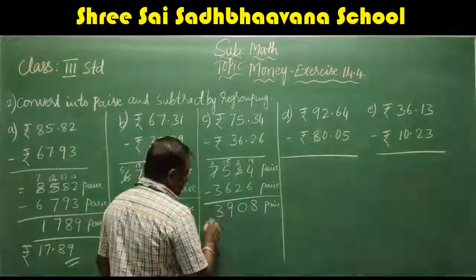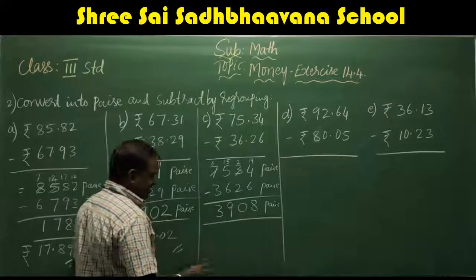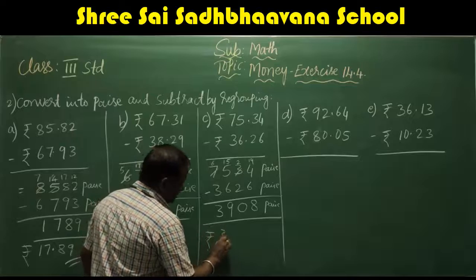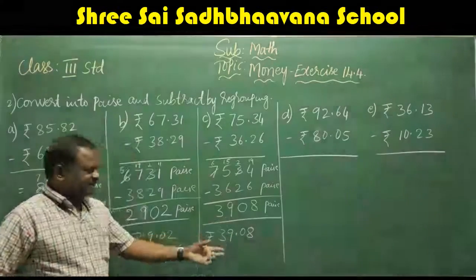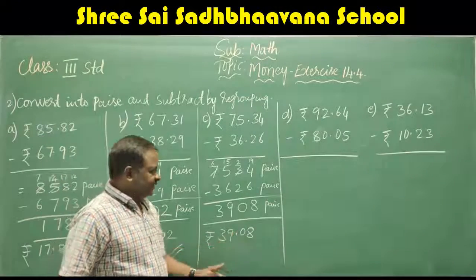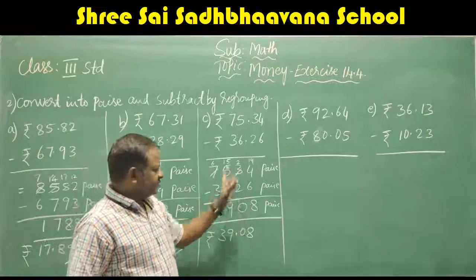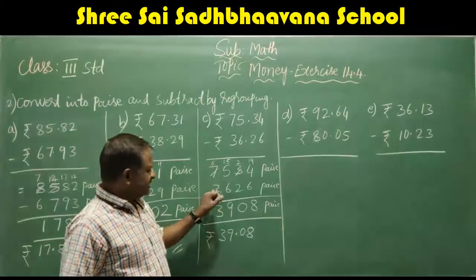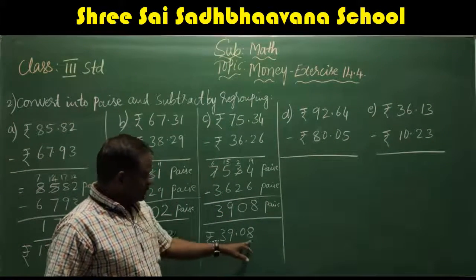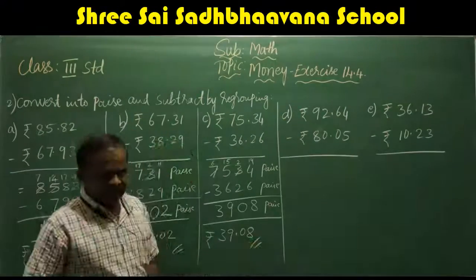That is 3,908 paise. This can be written as rupees 39.08. If you convert this into rupees 39.08, you will cross check. 8 plus 6, 14, carry 1. 1 plus 2, 3. 9 plus 6, 15, carry 1. 3 plus 3, 6, plus 1, 7. So rupees 39.08.